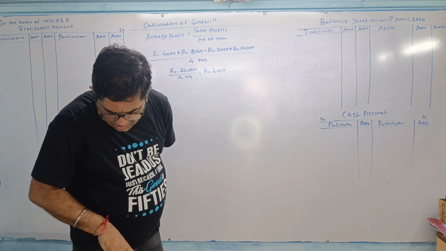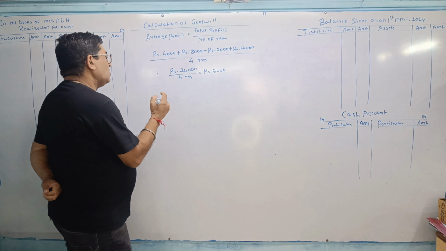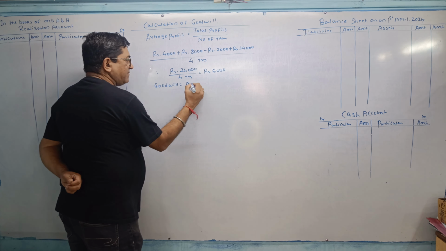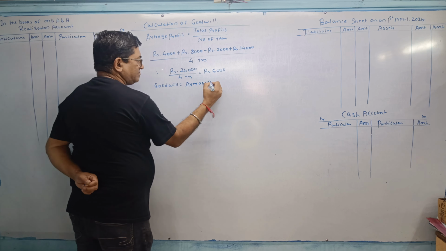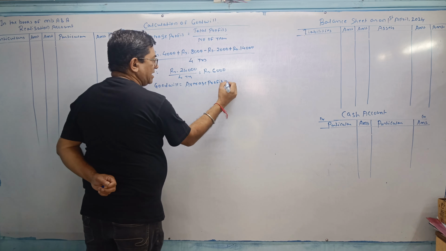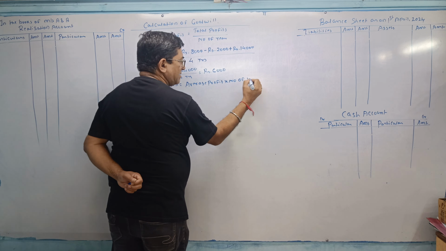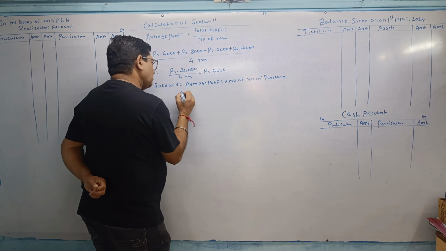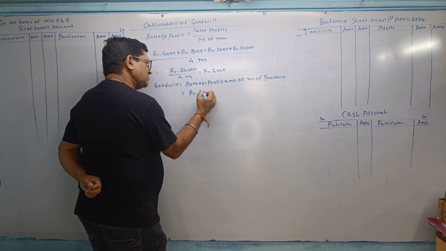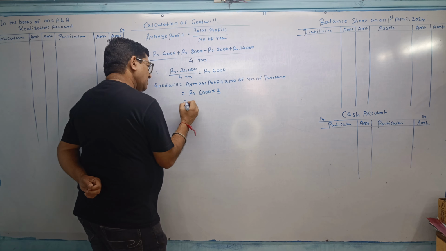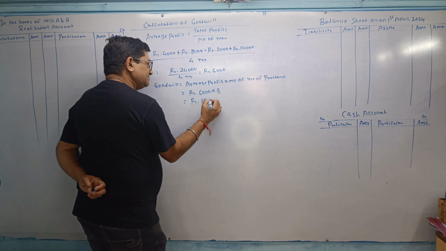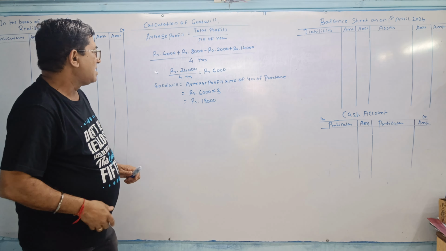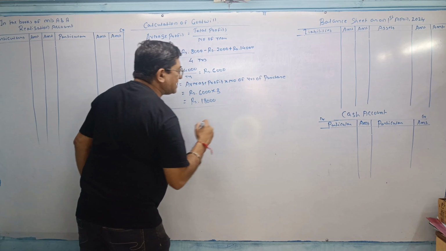अभी उन्होंने क्या दिया है? Goodwill was valued at 3 years purchase. So now goodwill is equal to average profit into number of years of purchase. Rupees 6,000 into 3 equal to rupees 18,000 is value of goodwill. ये आ गया आपका goodwill. Now we will calculate purchase consideration.